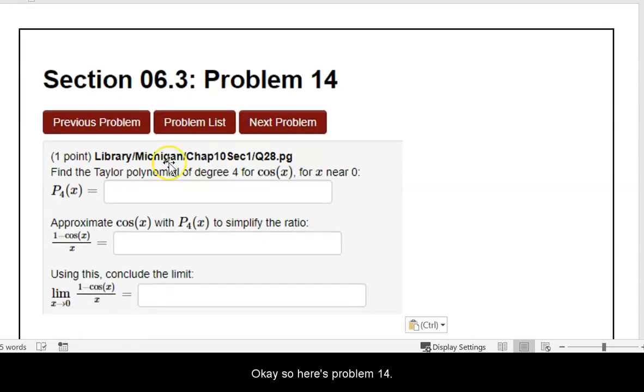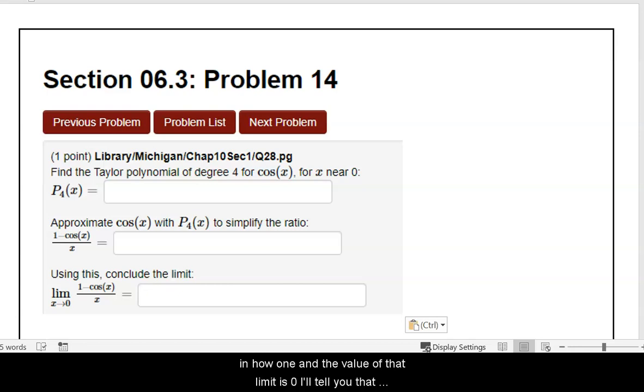Okay, so here's problem 14. When you're looking at 14, they want you to come up with a Taylor polynomial of degree 4 for cosine of x with the center being 0. That's really a Maclaurin polynomial. And then they want you to approximate 1 minus cosine of x over x with that polynomial, and then evaluate the limit. Now, this is one of those limits that you learned in Cal 1.